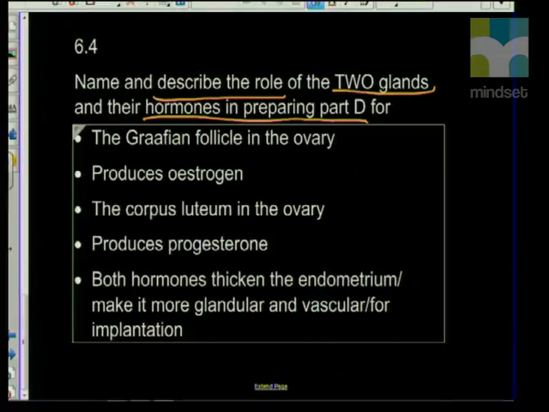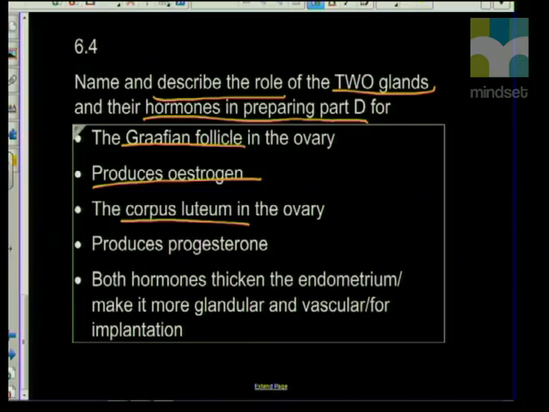Nice and simple. The Graafian follicle in the ovary, remember, that first part before it bursts, produces the estrogen. Then you've got the corpus luteum after it's burst. Now that corpus luteum produces progesterone, and it makes the wall nice and thick so that the embryo can just dig in there and stick there, so that it doesn't fall out. So both hormones thicken the endometrium and make it glandular so that the whole thing can stick inside there. It's nice and simple and easy.